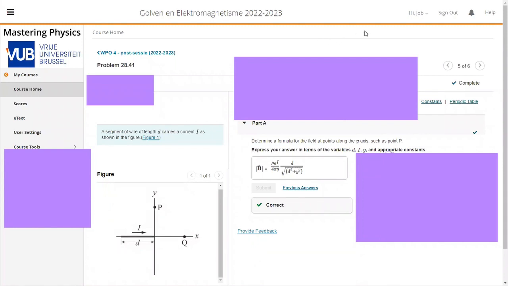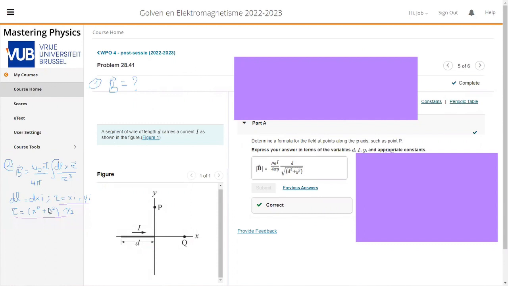Okay, now we're finally in the fifth exercise. So let's get back into it. The first question is to determine a formula for the field at points along the y-axis, such as point P. Basically, search for the magnetic field in a direction. That's step 1. Step 2, you have to use the Biot-Savart law.